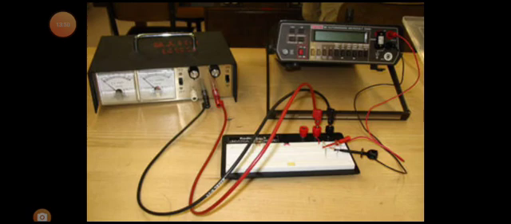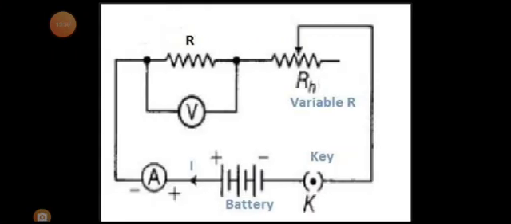An equivalent circuit diagram of the setup used by George Simon Ohm to develop this relationship is somewhat like this. He used a source of current, and with the help of a variable resistance he was able to control the potential difference applied across the ends of the conductor, and he observed that as the potential difference was varied, accordingly the current flowing through the circuit was also changing.